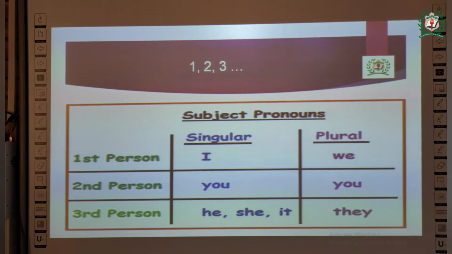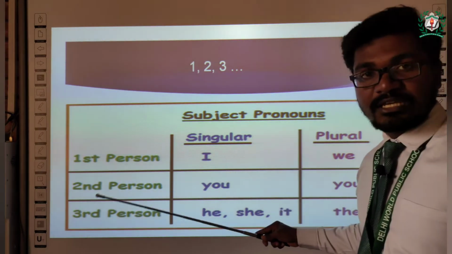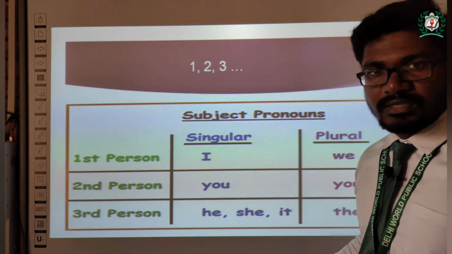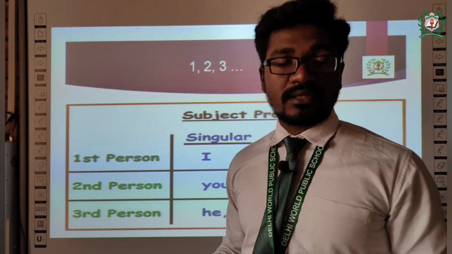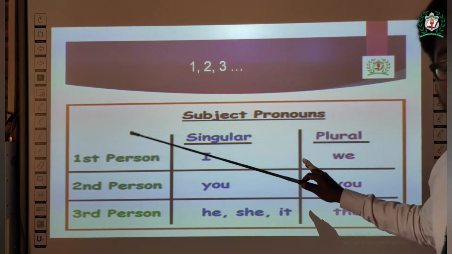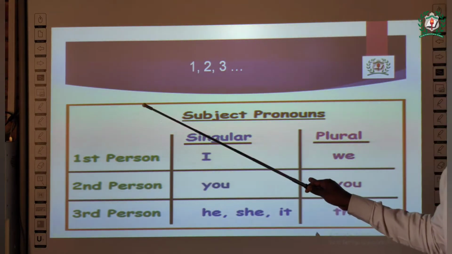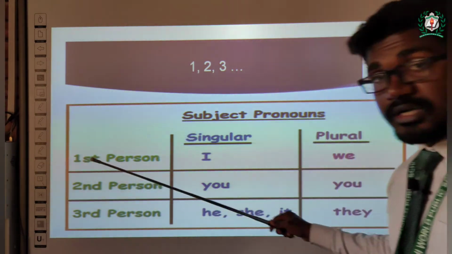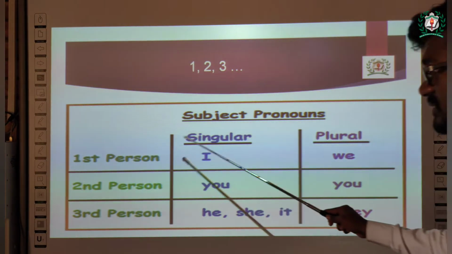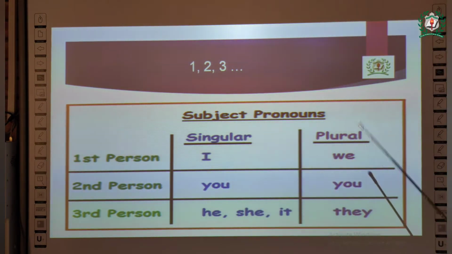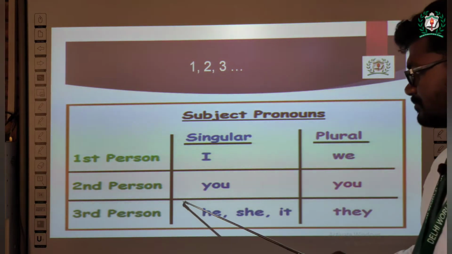Before that, I want you to know about the pronouns: first person, second person, third person, singular and plural. You know this already, but in some cases we have to use some modal auxiliary verbs according to the first person, second person and third person, singular and plural. First person singular is I, plural is we. Second person is you, the same you. Third person is he, she, it, and plural is they.